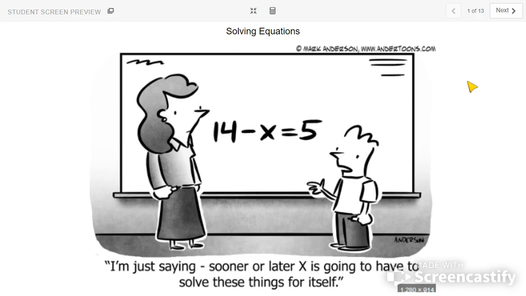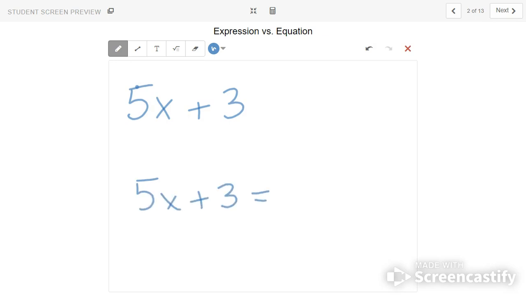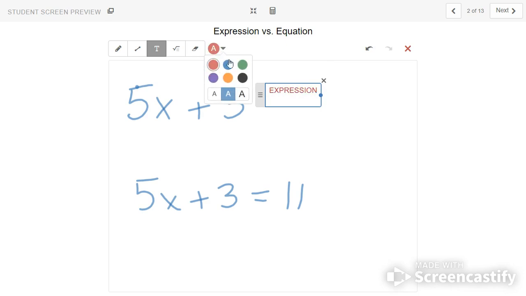We're going to look at solving equations today. First of all, let's look at the difference between an expression and an equation. We have 5x plus 3 versus 5x plus 3 equals 11. The one that is just a statement is called an expression. And when we have an expression, we're only able to simplify the expression.